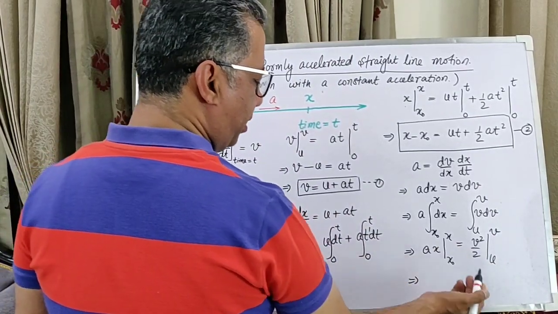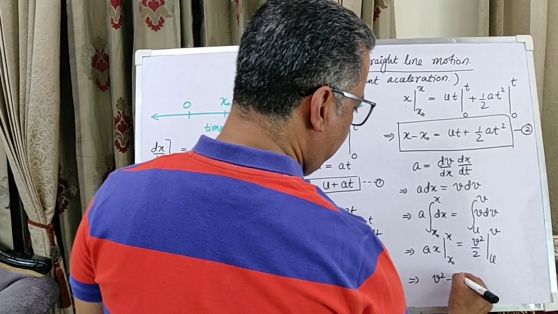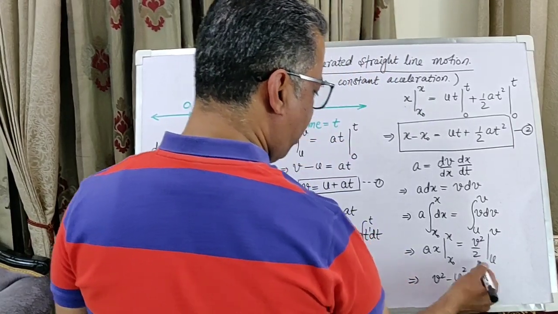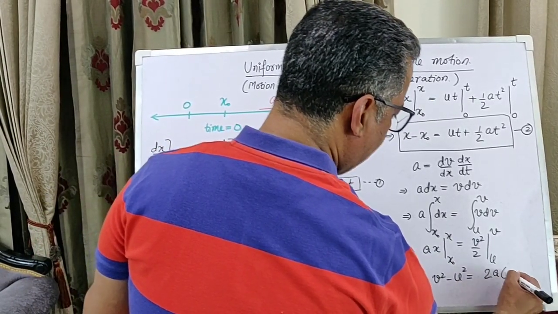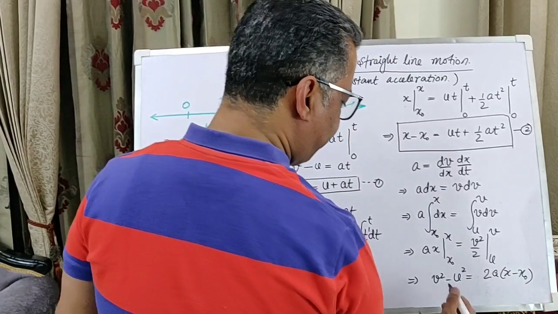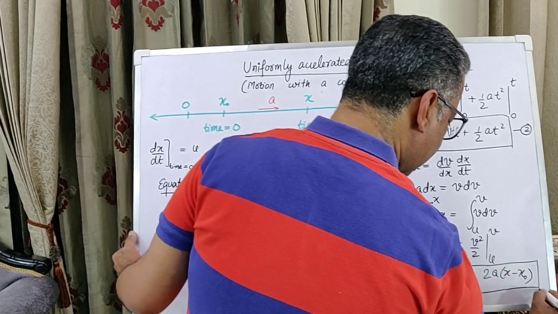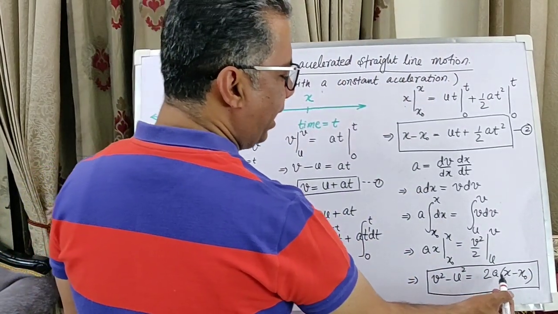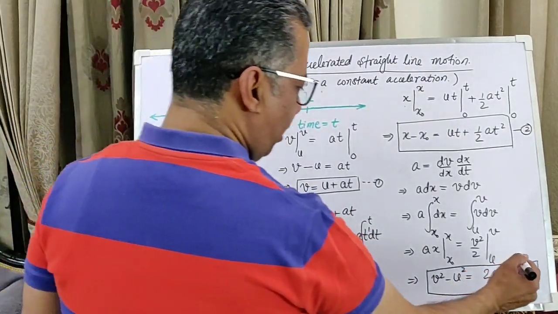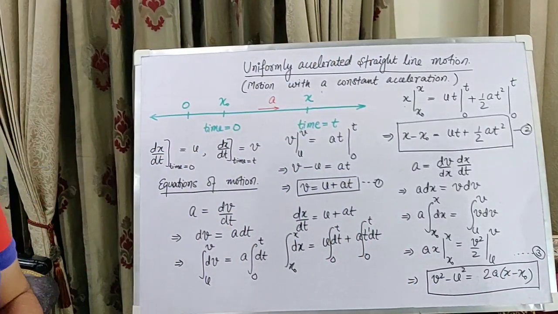we can take this 2 on to the other side of the equation, and we get v square minus u square, and on the right hand side we have 2a into x minus x naught. You will recall that x minus x naught is the displacement, so v square minus u square equals 2as, s being the displacement here, is your third equation of motion. This is something you learned in junior classes as well.